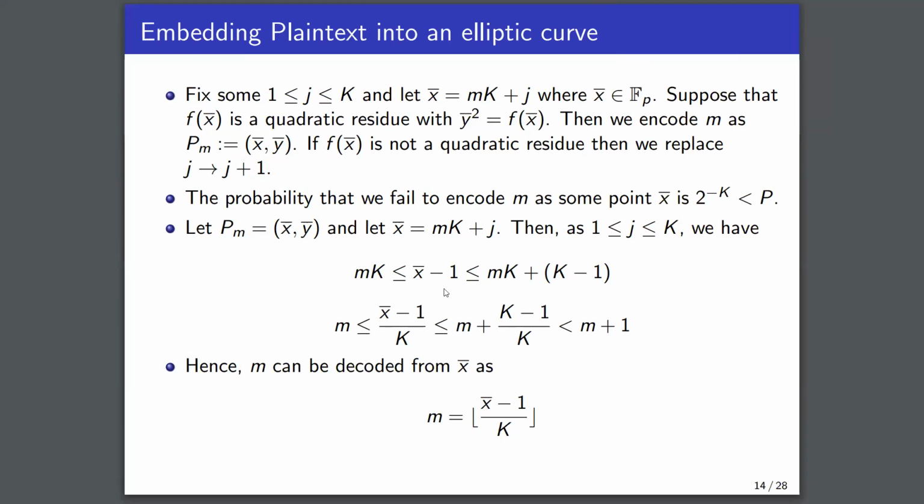So to do that, we just observe that x bar minus 1 is between mk and mk plus k minus 1, because of the bound on j. Then we do some manipulation, and we find that this quantity, x bar minus 1 divided by k, is in fact between m and m plus 1. Once we have trapped this between these two integers, we can recover the message m as x bar minus 1 divided by k. So just take the greatest integer function of x bar minus 1 by k, and that will give us the original message back.